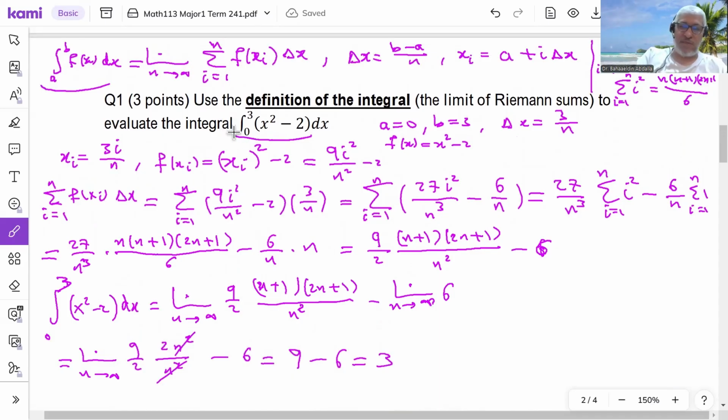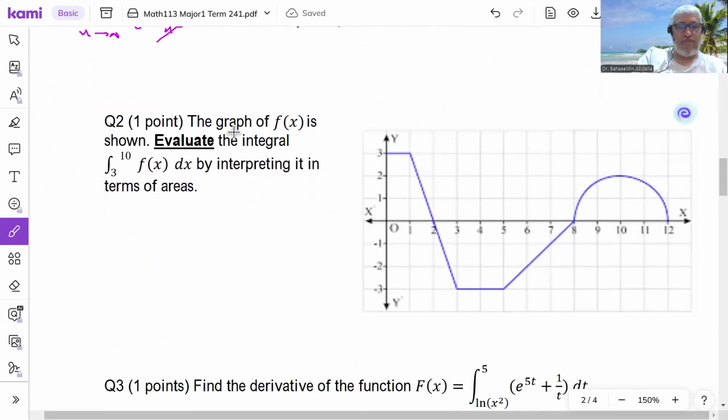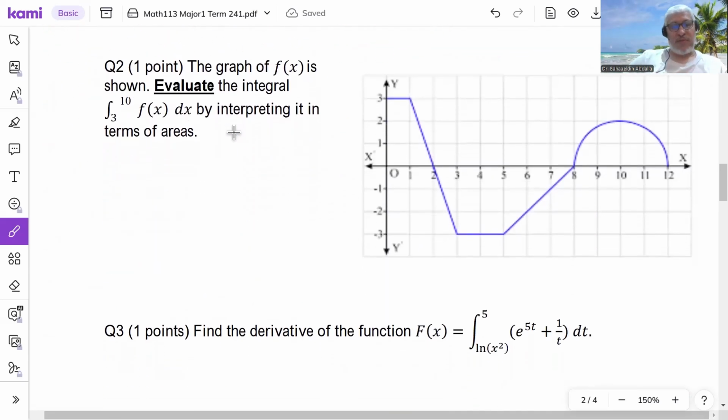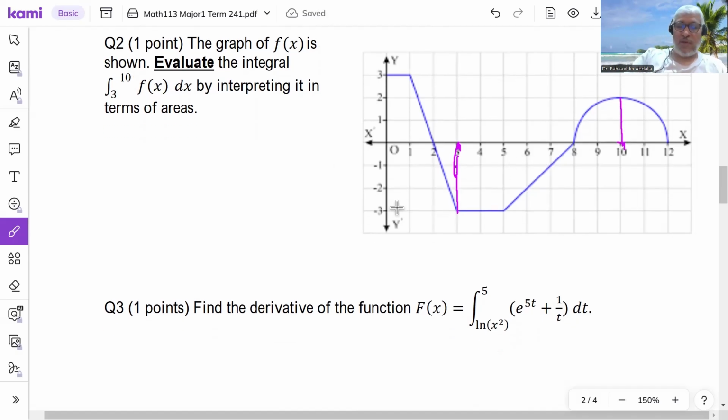You can evaluate this integral using the calculator. The graph of f is shown. Evaluate the integral from 3 to 10 of f of x. Well, from 3 to 10, from here to here. So from 3 to 10, you know that the definite integral gives the area below the curve, okay? This area is below the x-axis, so it would be negative, and this area would be positive.